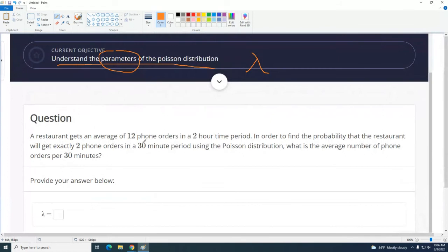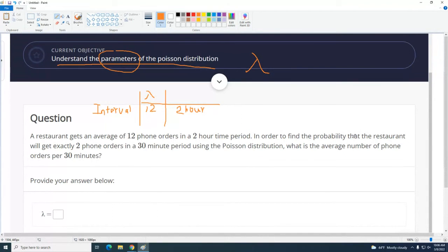So in here, the restaurant gets an average of 12 phone calls in a 2-hour interval. So your lambda has to be attached to the interval. So in this question, the lambda is equal to 12. So on average it is 12 phone calls when the interval is 2 hours.